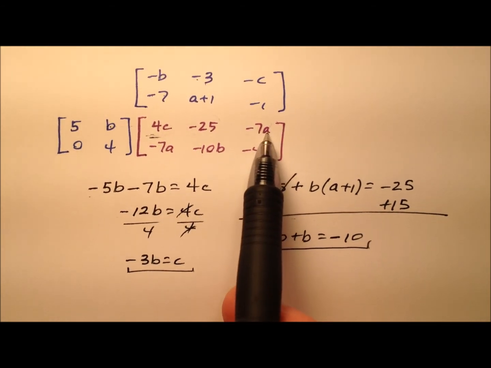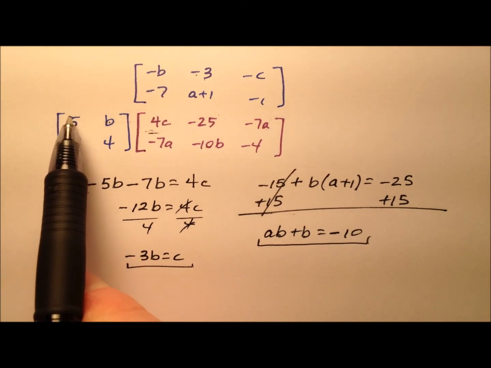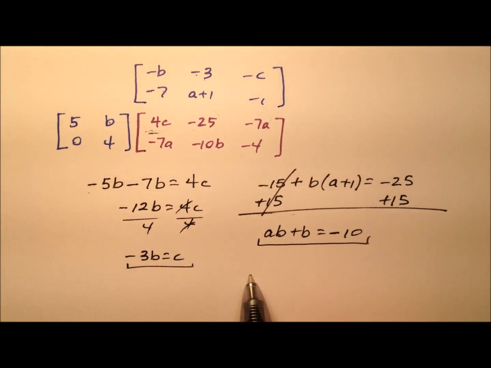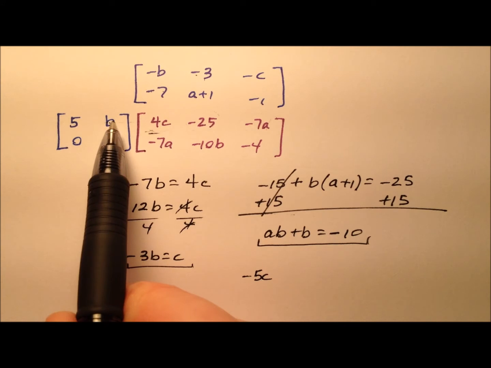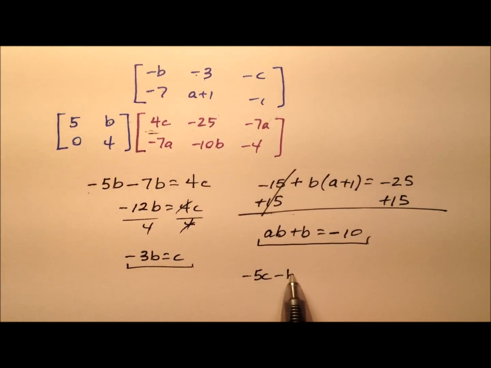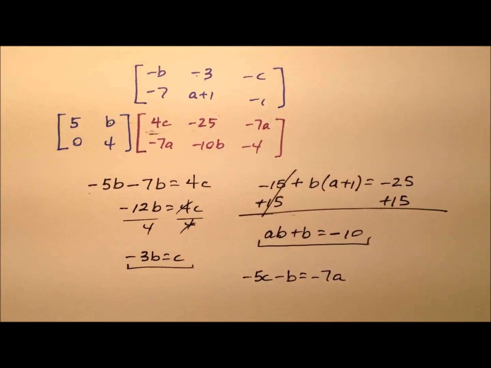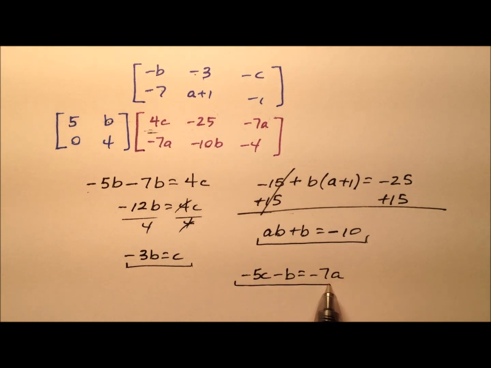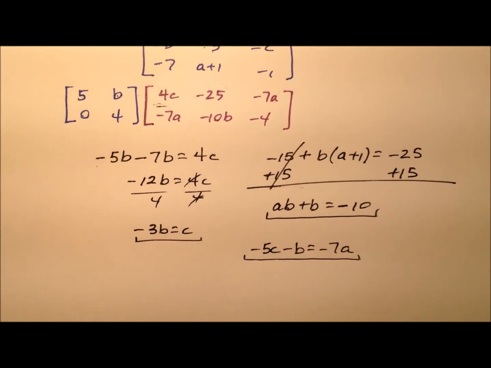So negative 7a is the product. We got 5 times negative c, so negative 5c, and then b times negative 1, so minus b, and that equaled negative 7a. Okay, so here's another equation we can use.